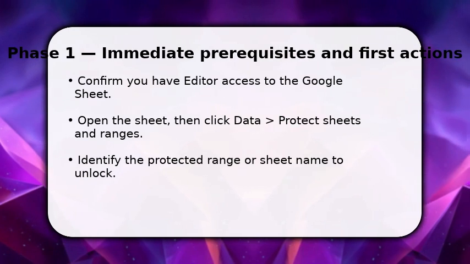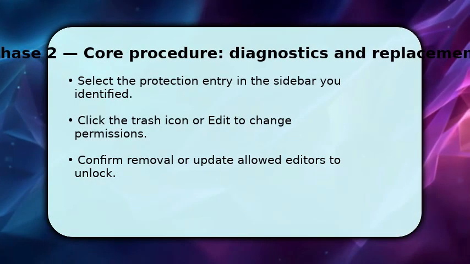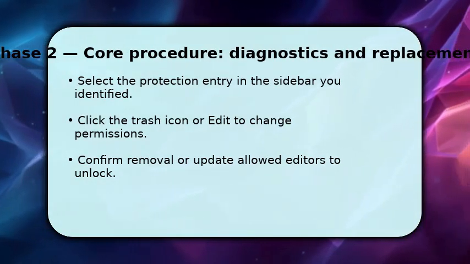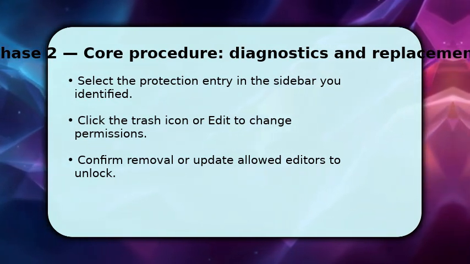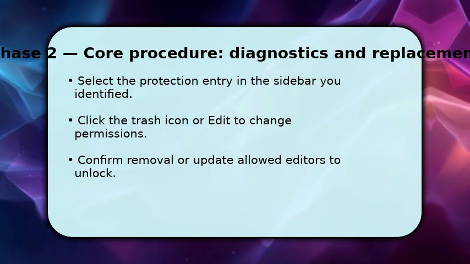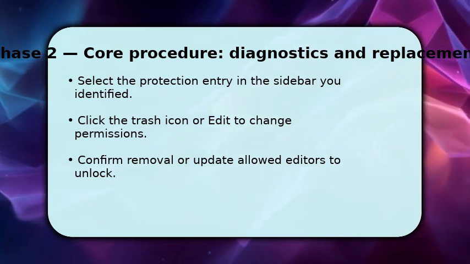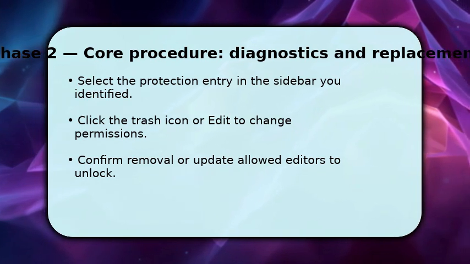Select it in the Protect Sheets and Ranges sidebar and click Edit to see options. If you see a trash icon, click it to delete the protection. Otherwise, change the permission list to include yourself or uncheck Restrict who can edit this range. Once you update or delete, click Done and wait for the sheet to refresh.